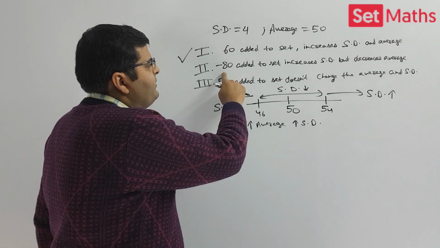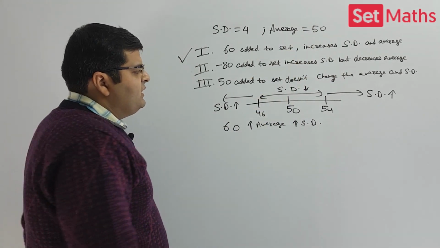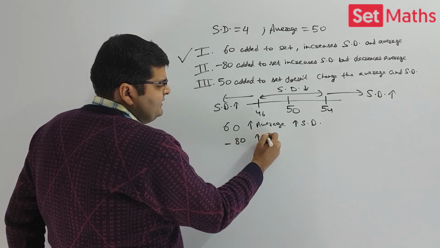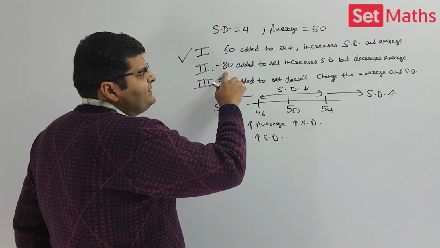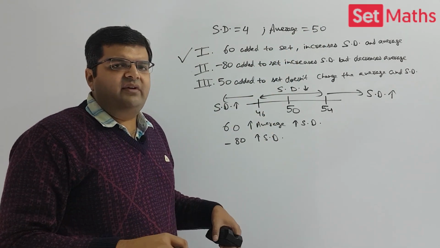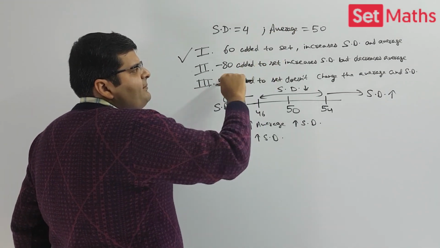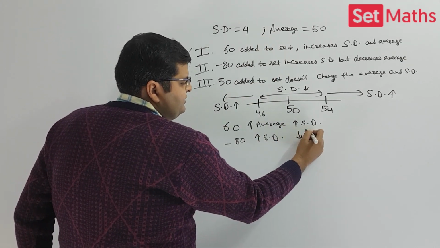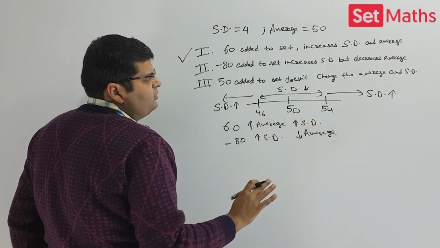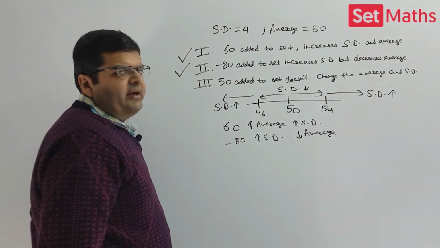Now statement 2 says when minus 80 is added to the set, it increases standard deviation but decreases average. Minus 80 is lying in this region, which is less than 46, so it increases the standard deviation for sure. Also, minus 80 is less than the average value of 50, and if I add a value less than the average, the average of the new set drops. So when minus 80 is added, standard deviation goes up but average goes down. So this statement is also correct.